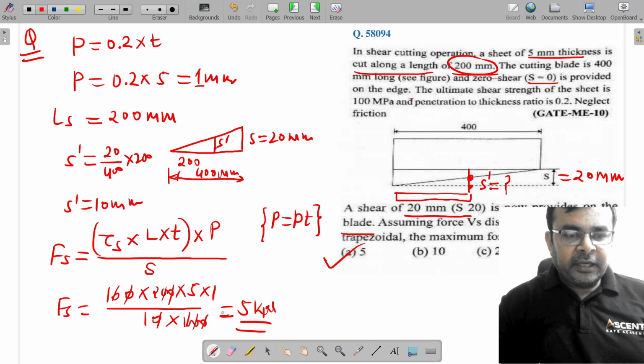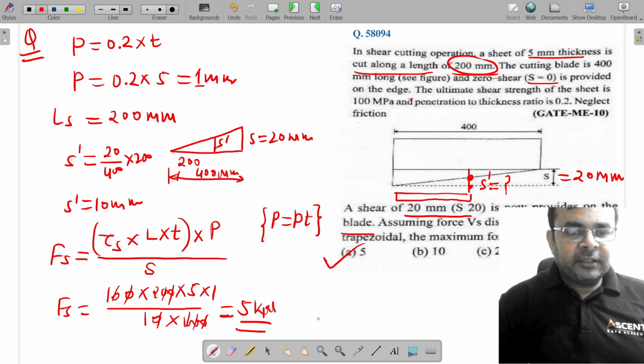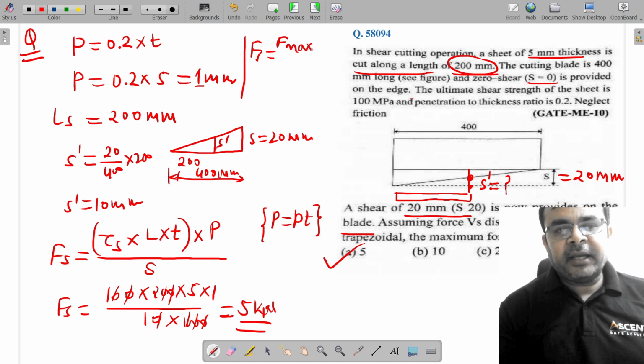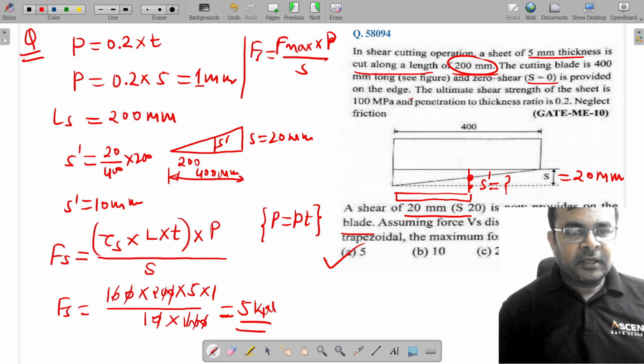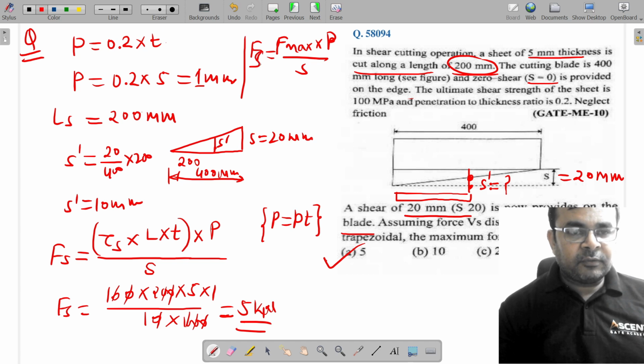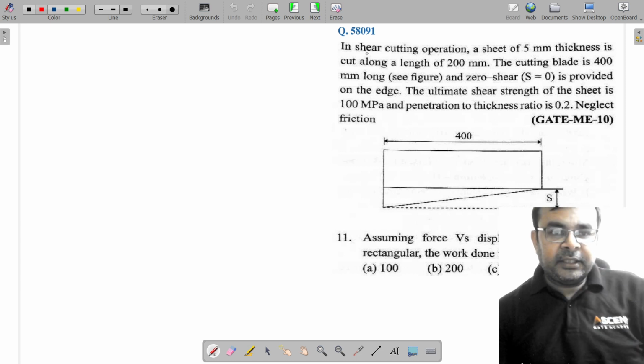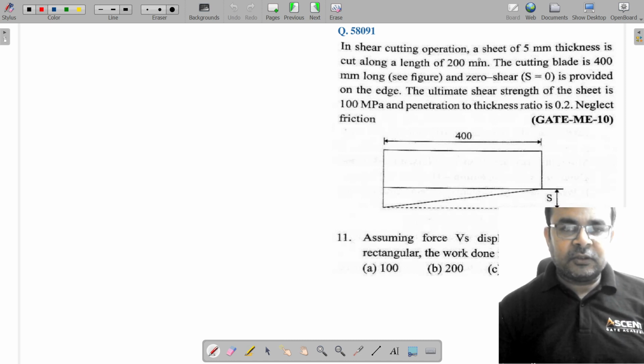Correct? So actually we are not using this value. And if I write this formula also, it can be written as F max into capital P over S. And what about F max? This is tau S into L into T. This is F max, correct? So this formula can also be used like this. Okay, so this is another part. So in shear cutting, this is the second part of this question, I think.